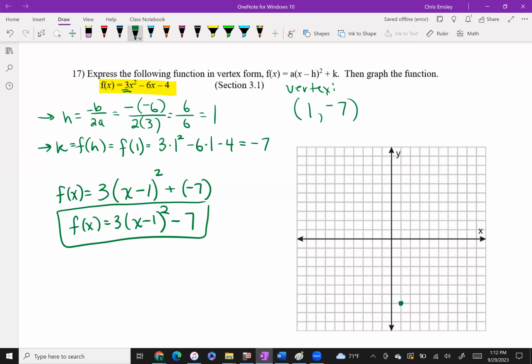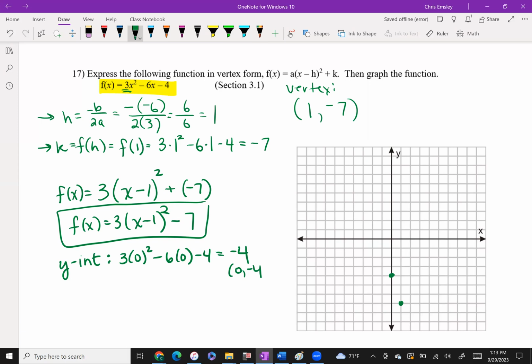I think I'm going to stop with the y-intercept because that's a real easy point to find. That's a nice, almost freebie. We put in 0 for x. We get 3 times 0 squared minus 6 times 0 minus 4, and that is negative 4. So the point 0, negative 4 is on our graph.